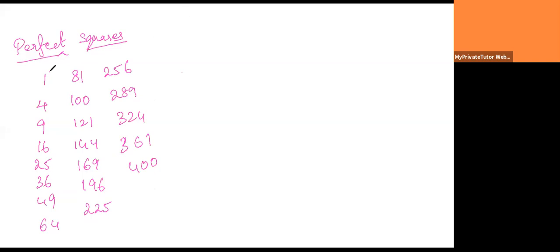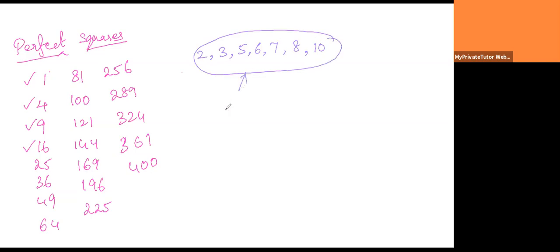Why? Because 1 squared, 2 squared, 3 squared, and so on give us the value of a square number. That's why these numbers are called perfect square numbers. Other than these numbers, in between we have many, right? For example, between 1 and 4, we have 2, 3, and then 5, 6, 7, 8, 10, and it goes on. These numbers are not perfect squares.